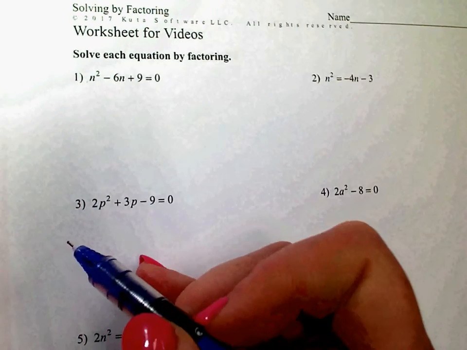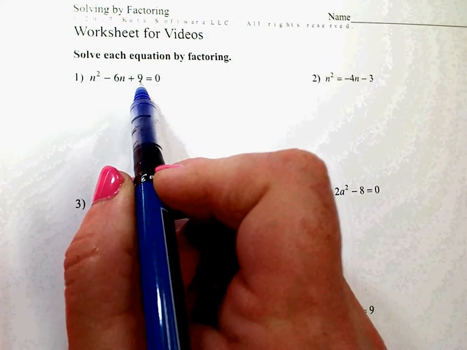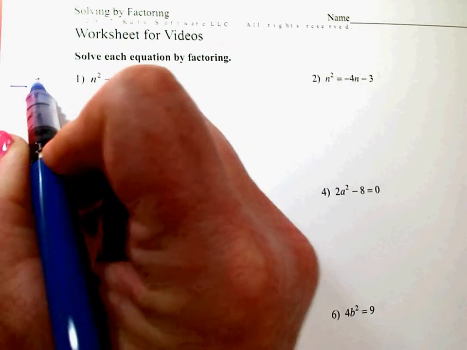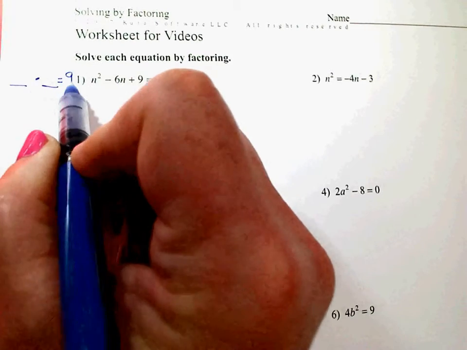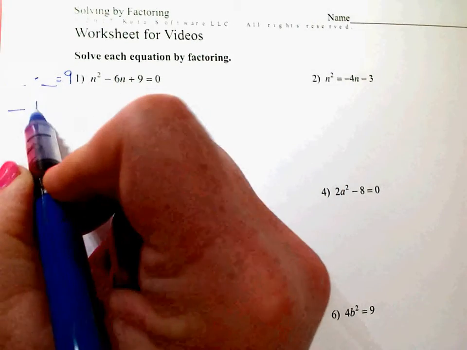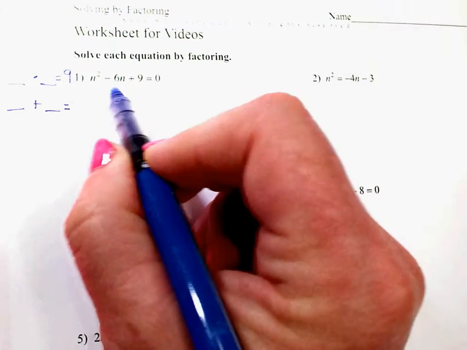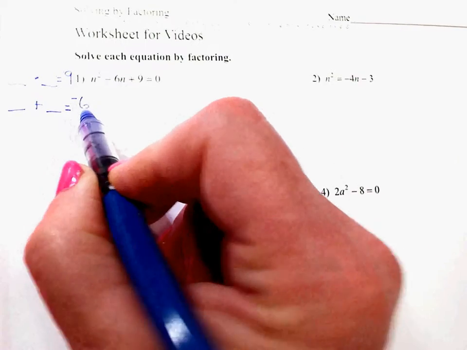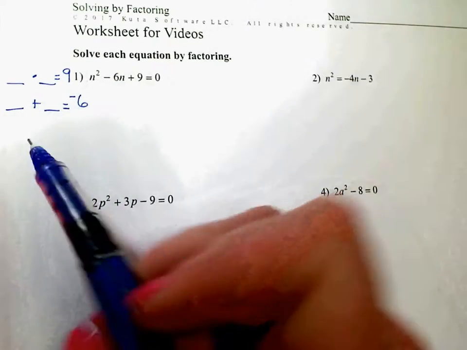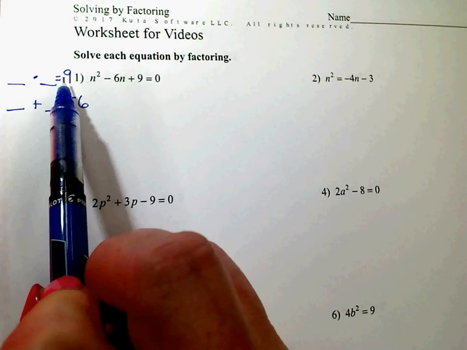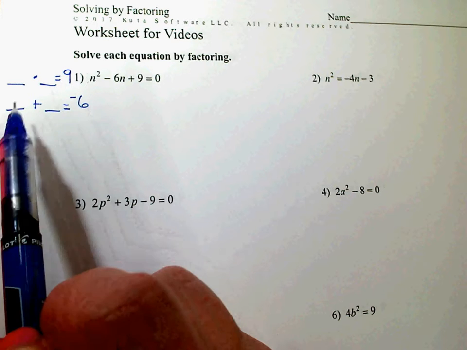So what I need to find is two factors that multiply to make positive 9, but at the same time, these same two numbers, if I added them, add up to the middle number, which is negative 6. So you're trying to decide what times what makes positive 9, but those same two numbers add to make negative 6.